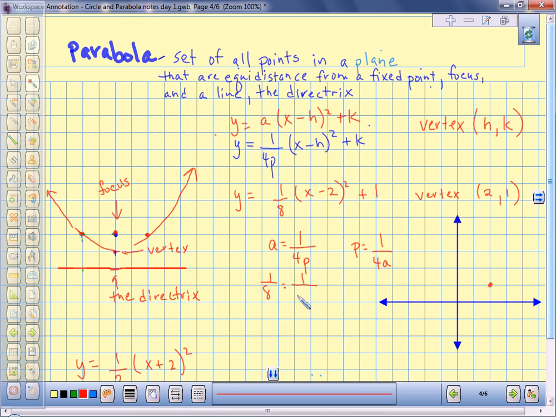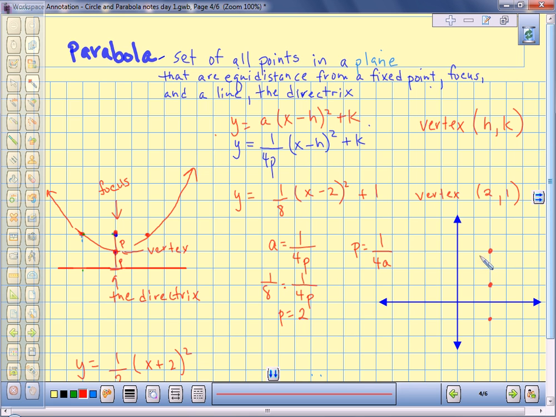Alright, so we should see p equals 2. You can do it whichever way, but p is 2. This distance here is our P, which in our case would be 2. So the focus is up 2 units, and the directrix is down 2 units. Because it's positive, it's going to open up, and the focus is always inside our parabola.